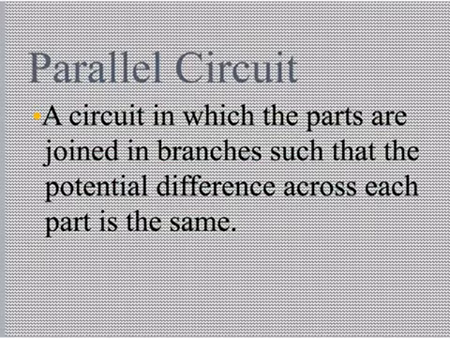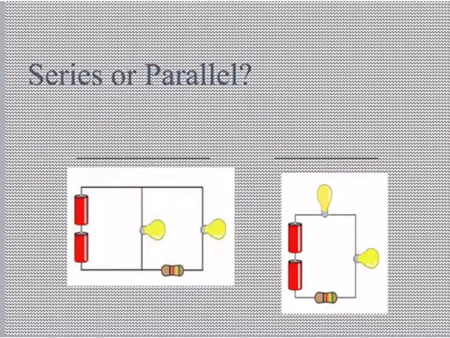A parallel circuit is a circuit in which the parts are joined in branches such that the potential difference across each part is the same. So in a parallel circuit, you see lots of different branches. If a light bulb goes out, then everything doesn't go out. A lot of your homes, you're going to see more parallel circuits than series circuits. As you know, in school or at your house, if a light burns out, not every light in that room or on that circuit goes out. Same thing in our classroom. If one of the light bulbs goes out, the rest of the lights still stay on.